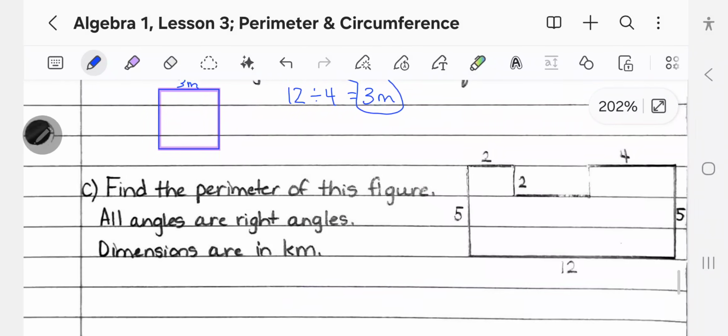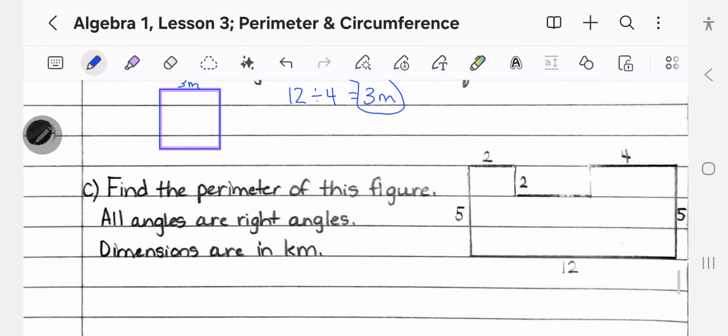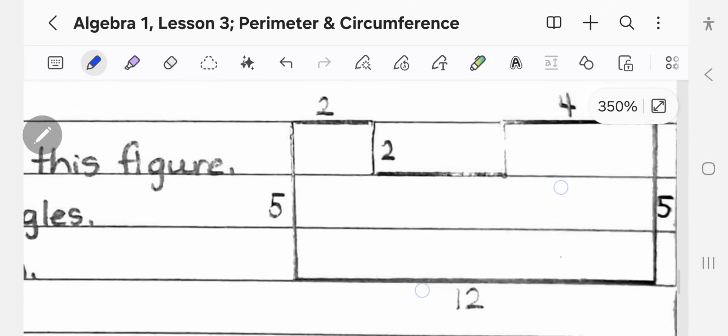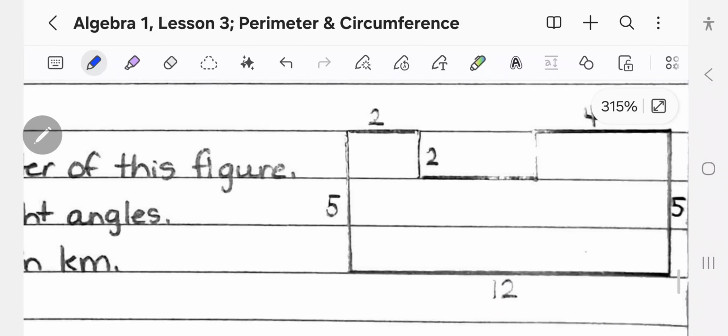C says find the perimeter of this figure. All angles are right angles. Dimensions are in kilometers. All right, I'm going to zoom in on this a little bit. Here's what I was telling you about where they do not give you all of the distances. So we've got to be able to figure it out. So we do know that this is 5 and that this matches up. This is 5. Okay, good.